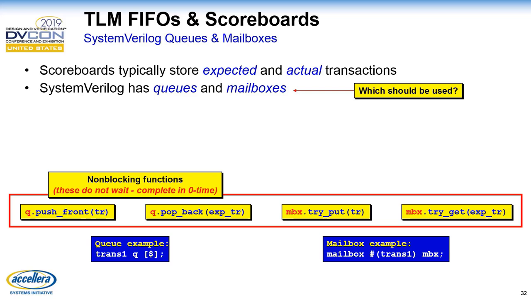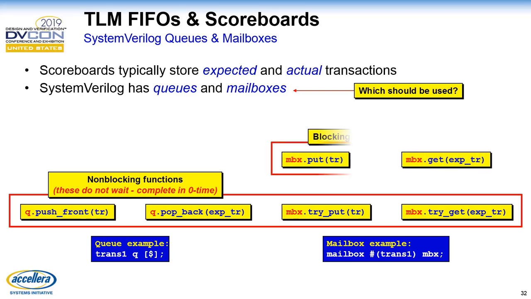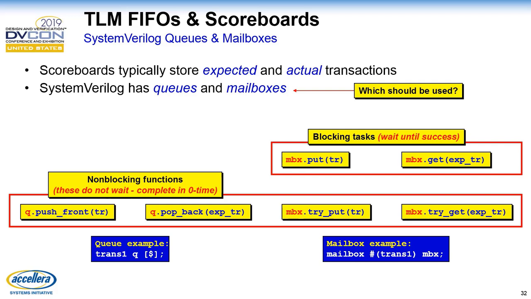And so if there isn't anything there, you're not going to get what you wanted when you try to do a get operation. The mailboxes, on the other hand, have a blocking put command. So you can say if my mailbox is full, depending on how you've defined it, I want to put another transaction in, but wait right here until I succeed in putting the transaction into the mailbox. And it has a blocking get method as well.